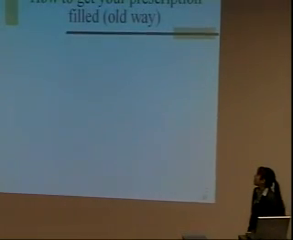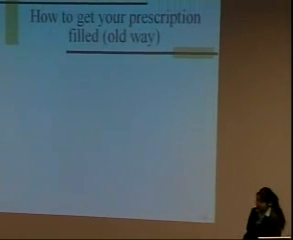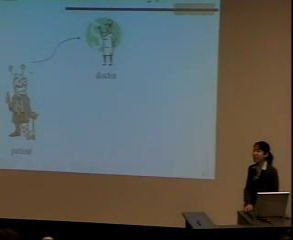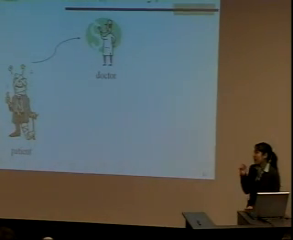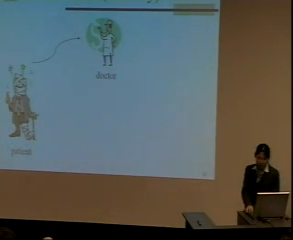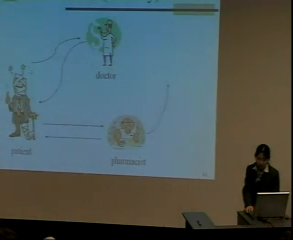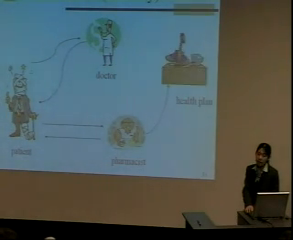So how do we get our prescription filled? In the old way, a patient goes to see a doctor, and the doctor writes down a prescription using a pen on a prescription pad, and then gives this to the patient, who then goes to see a pharmacist. The pharmacist dispenses that medication to the patient, and later contacts the health plan or insurer to get the prescription fee reimbursed.